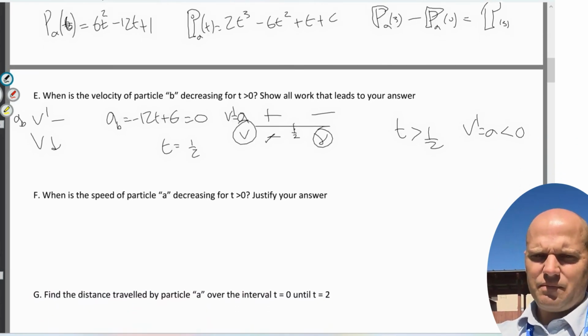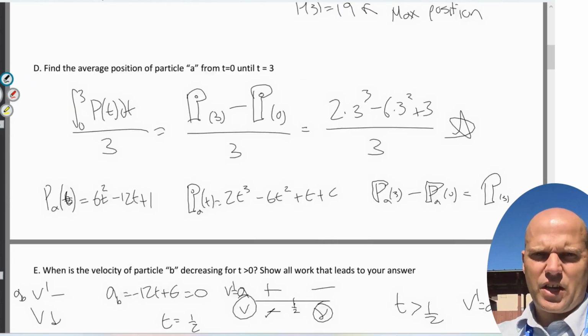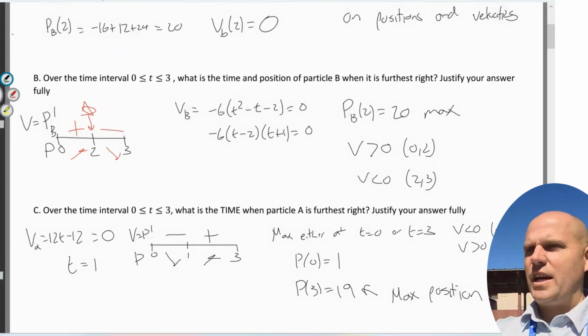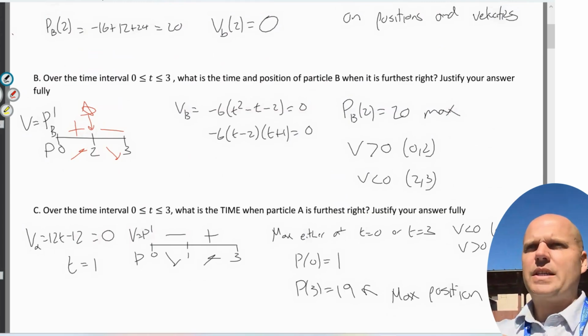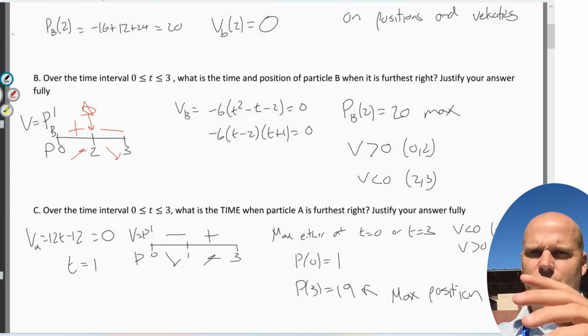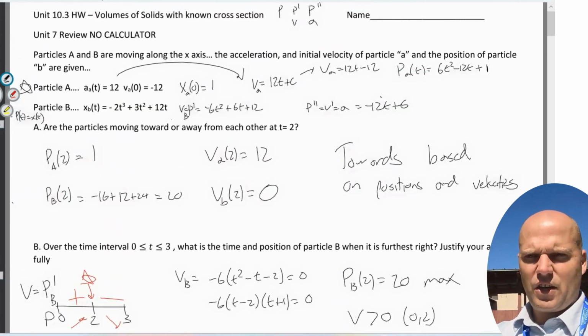Speed decreasing. I need to do a first and a second derivative sign analysis. We're looking for when velocity values are getting closer to 0. That's when we will be slowing down. That's whether we have positive velocities that are decreasing or negative velocities that are increasing. Signs of V and A are the same.